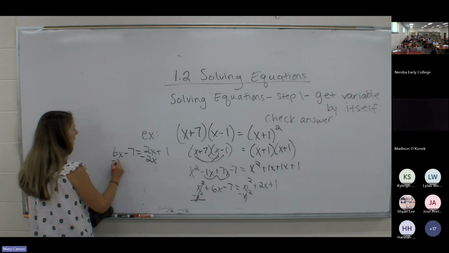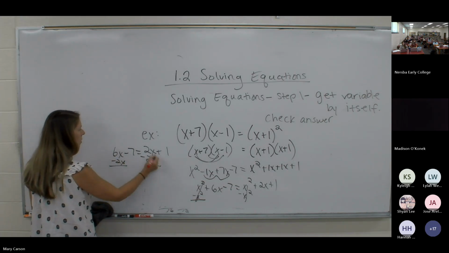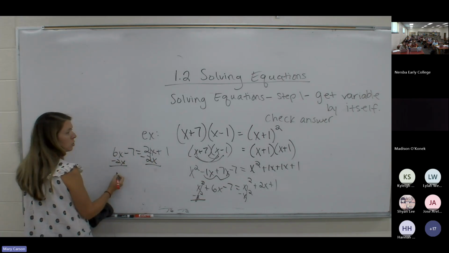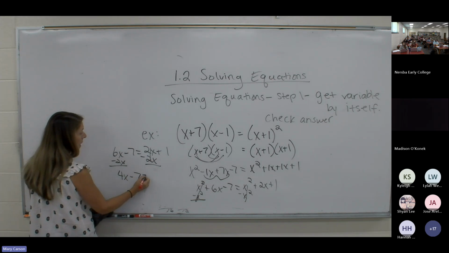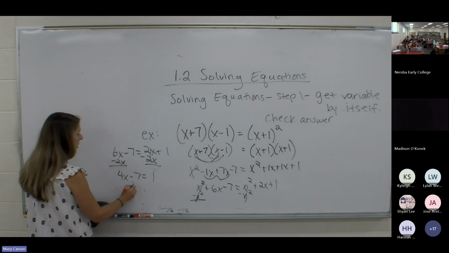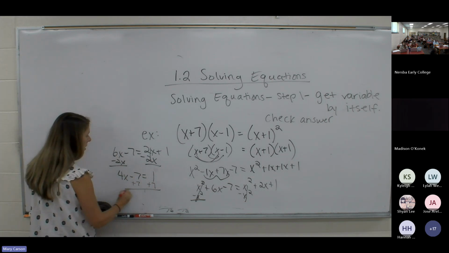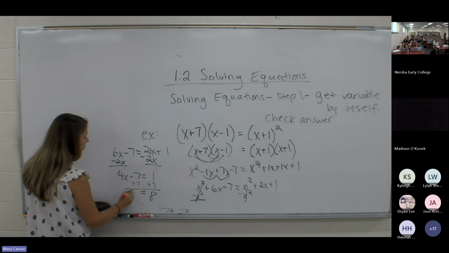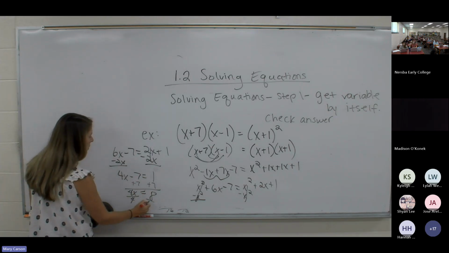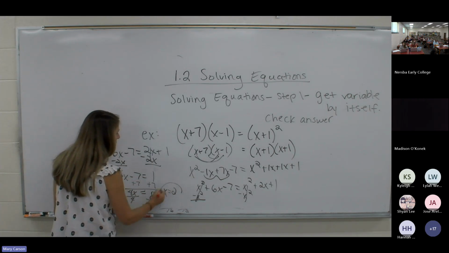And then I'm going to move my x's over. And so we get what? 6x minus 2x is 4x. And then minus 7 equals 1. And then I'm going to add the 7. And so you get 8 equals 4x. And then divide by 4. And you get x equals 2.